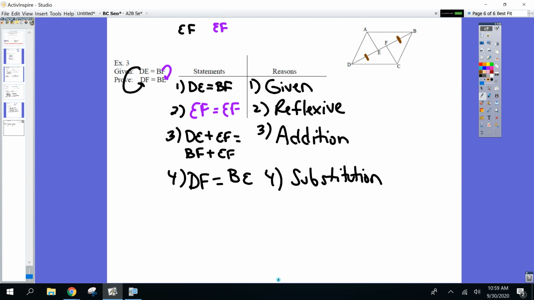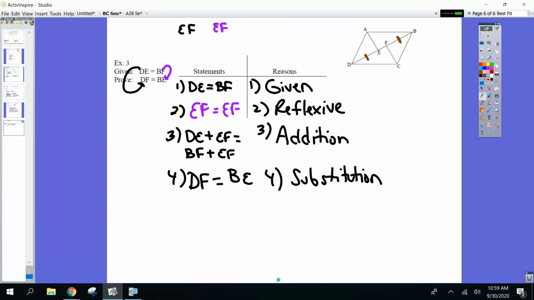Put one string from pile 1 with another string from pile 2. Put it together. Put the other 2 together. What are you going to know about their new string lengths? They're the same length. Why are they the same length? Because of the addition postulate.